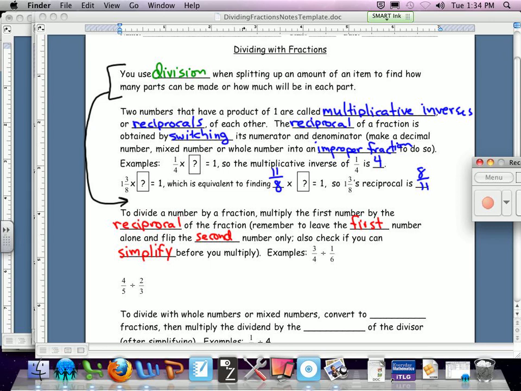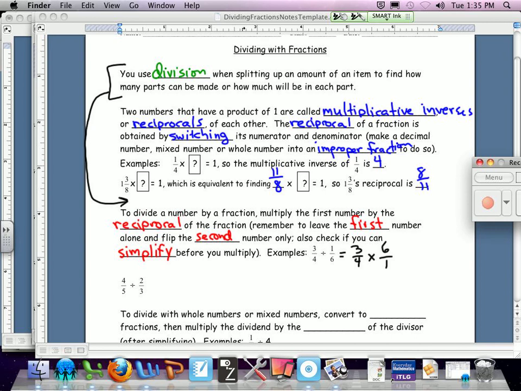3/4 divided by 1/6. Instead we could do what? 3/4 times 6. Or, because it's going to be multiplication involving fractions, 6/1 is going to be our preferred reciprocal in this case.